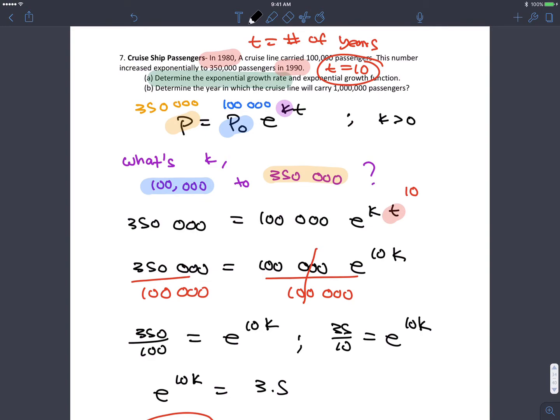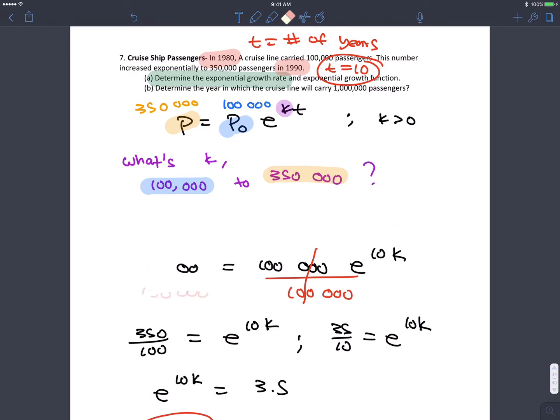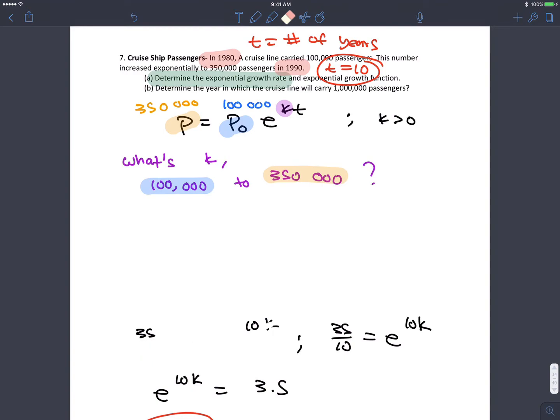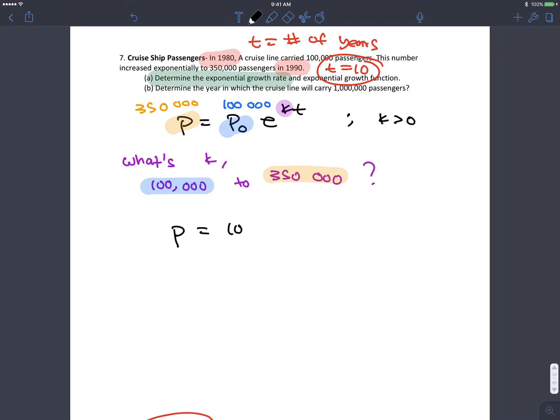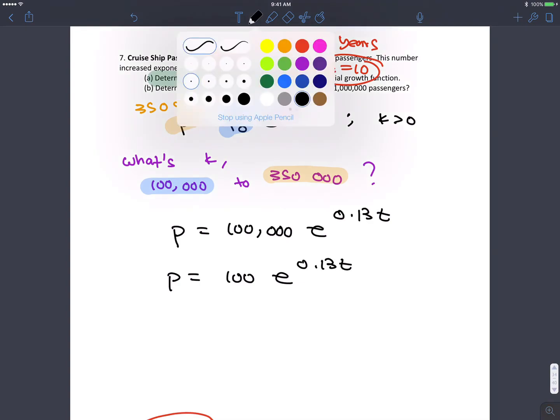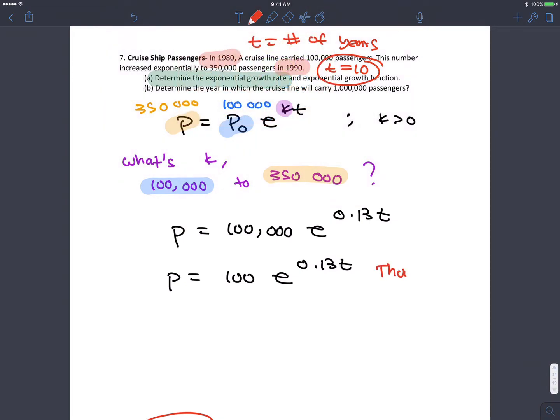What that means is, let's erase some of this here. This model is P equals 100,000 e to the 0.13 t. Now, we can also describe this as, really, P equals 100 e to the 0.13 t, where this is measured in thousands. So we can say this is going to give us an answer in thousands.